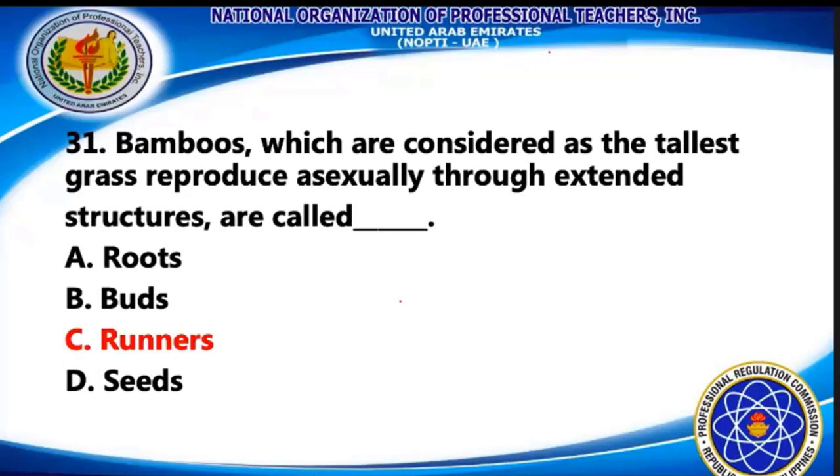Answer C, runners. Runners are slender, ito yung tinatawag na extended stems, okay? That put forth roots from nodes, dito sa parang gitna-gitna na space at intervals along its length. And so, bamboos reproduce asexually by cutting these stems and staking them in the soil.